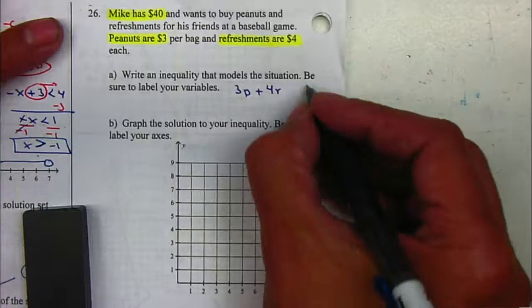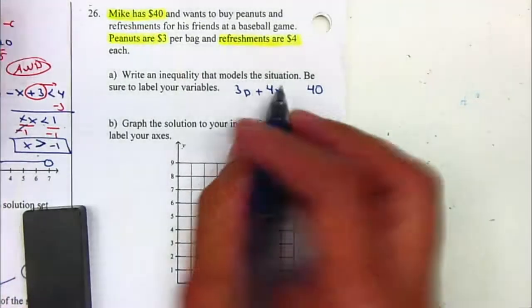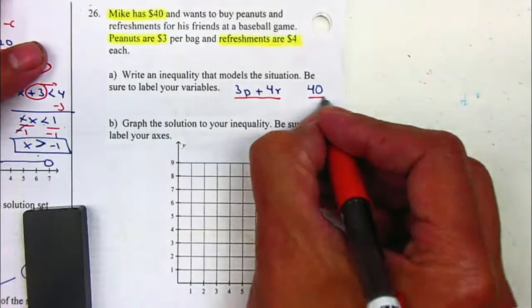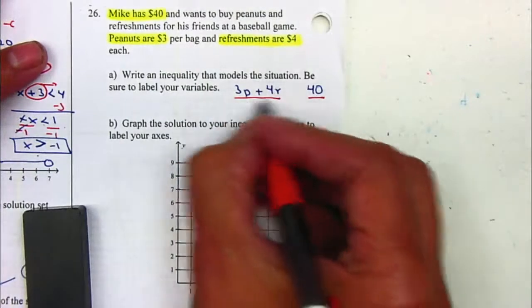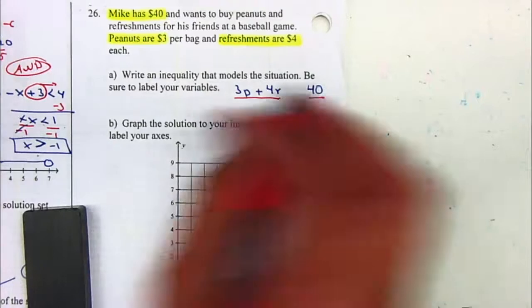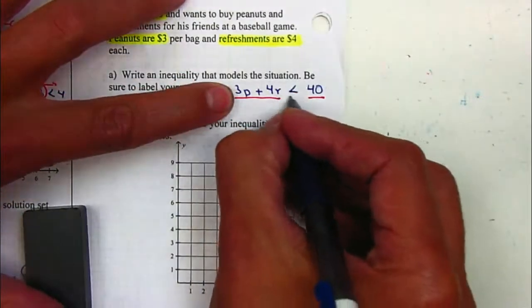And he has $40. So you need to think, okay, what should be bigger? This is how much they're going to charge him, and this is how much he has. How much they charge him should be bigger, or how much he has? Correct. How much he has should be bigger. So the amount that they charge him should be less than, or it can also be equal to.